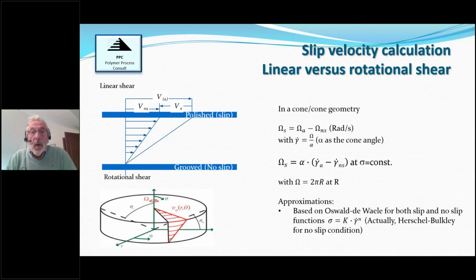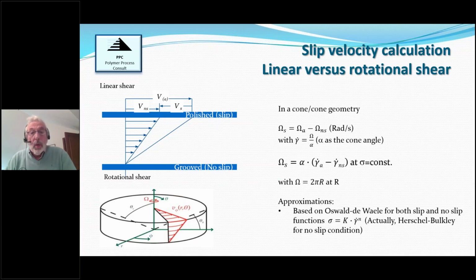So how to do the slip calculation? First of all, we're going to look at a very simple one, which is a linear system. If you move the upper die to a certain position at a given speed, this is your apparent velocity. If you have put a mark, a line, then you're going to see that the first part is going to be the no slip velocity, and the difference between the two is going to be your slip velocity.